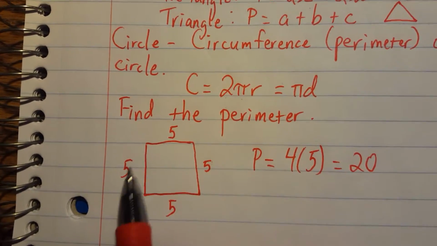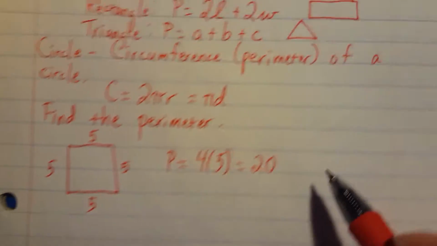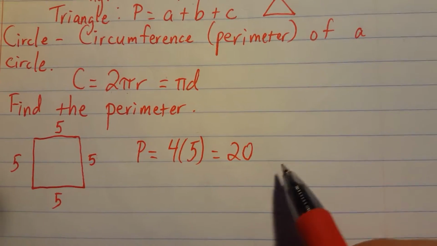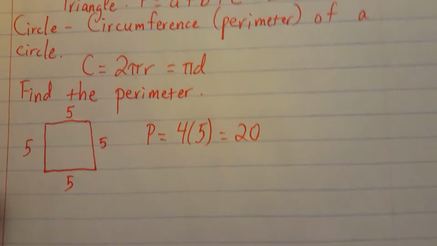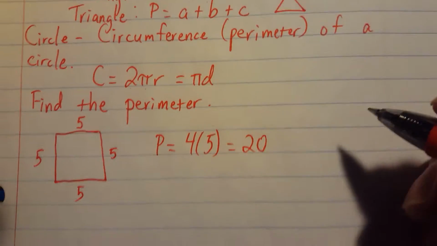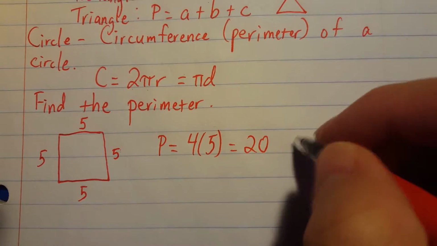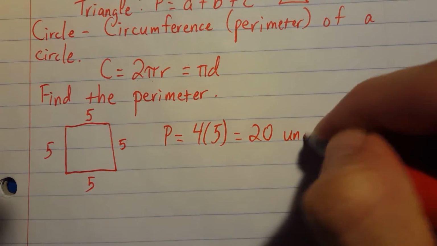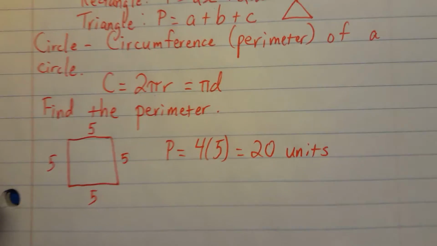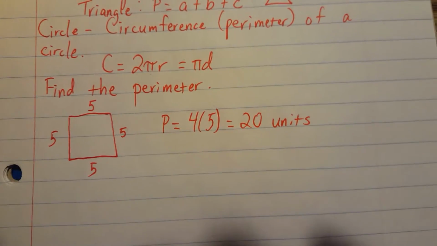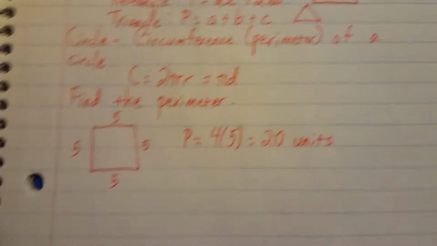Now, this particular square didn't come with any units. That would mean anything right after the 20: 20 inches, 20 yards, whatever the case may be. So if that happens, then just write units. Okay, so that's for a square.